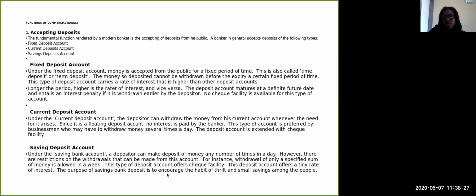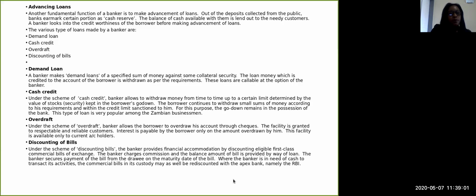This type of deposit account offers a check facility, just like the current deposit account, but with fixed deposit accounts, there's no check facility. The savings deposit account offers a tiny rate of interest. The purpose of savings bank deposits is to encourage the habit of thrift and small savings among the people. The second function of commercial banks we will look at is advancing loans.